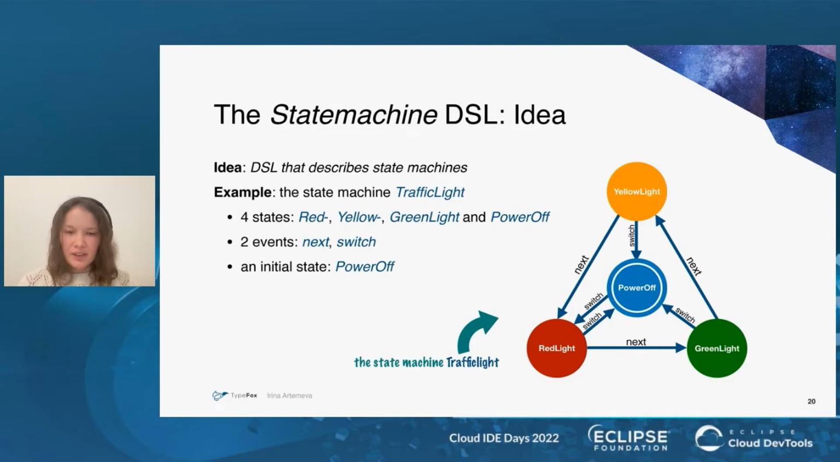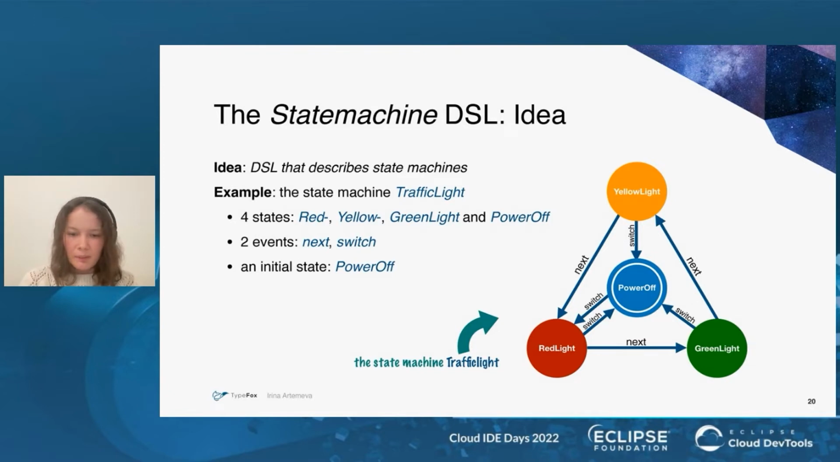We start with the idea stage. The idea of the state machine DSL is to describe state machines. This is what this DSL will be created for. And let's consider an example of such state machines that can be described. It's called traffic light. It has four states: red light, yellow light, green light, and power off. Transitions can happen thanks to two events: next and switch. And we have the initial state as power off.